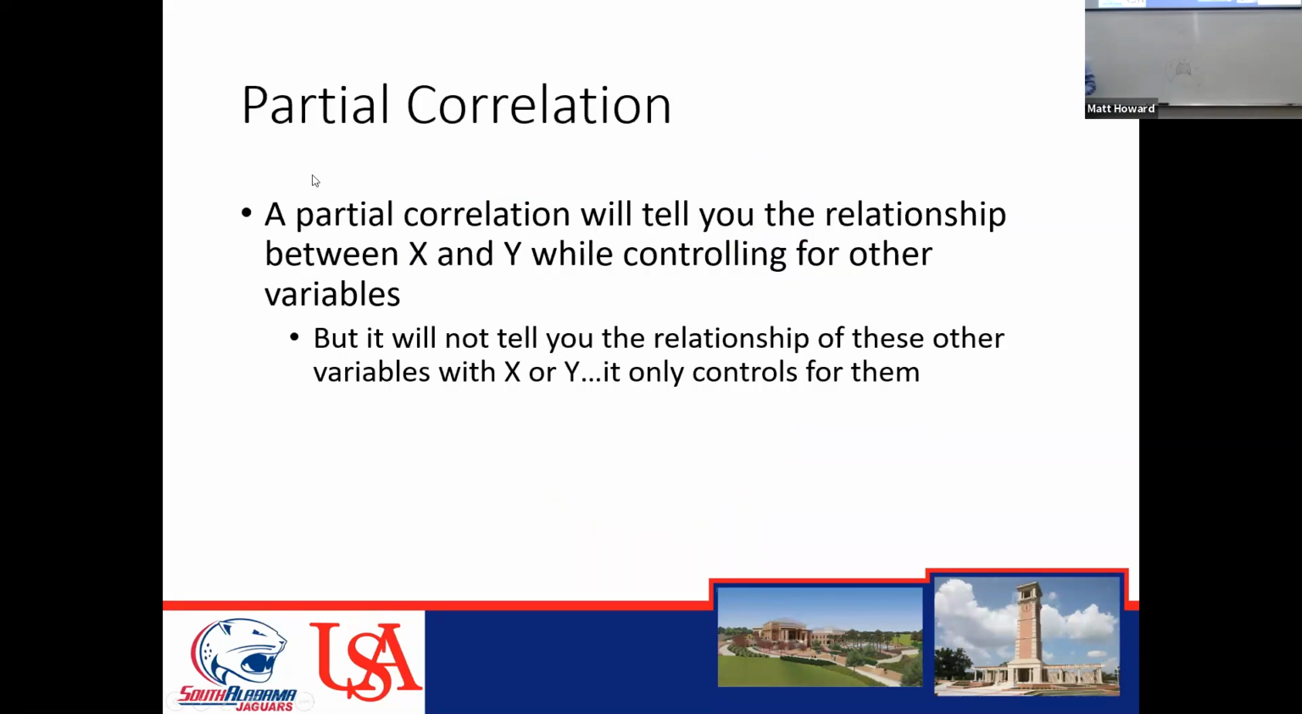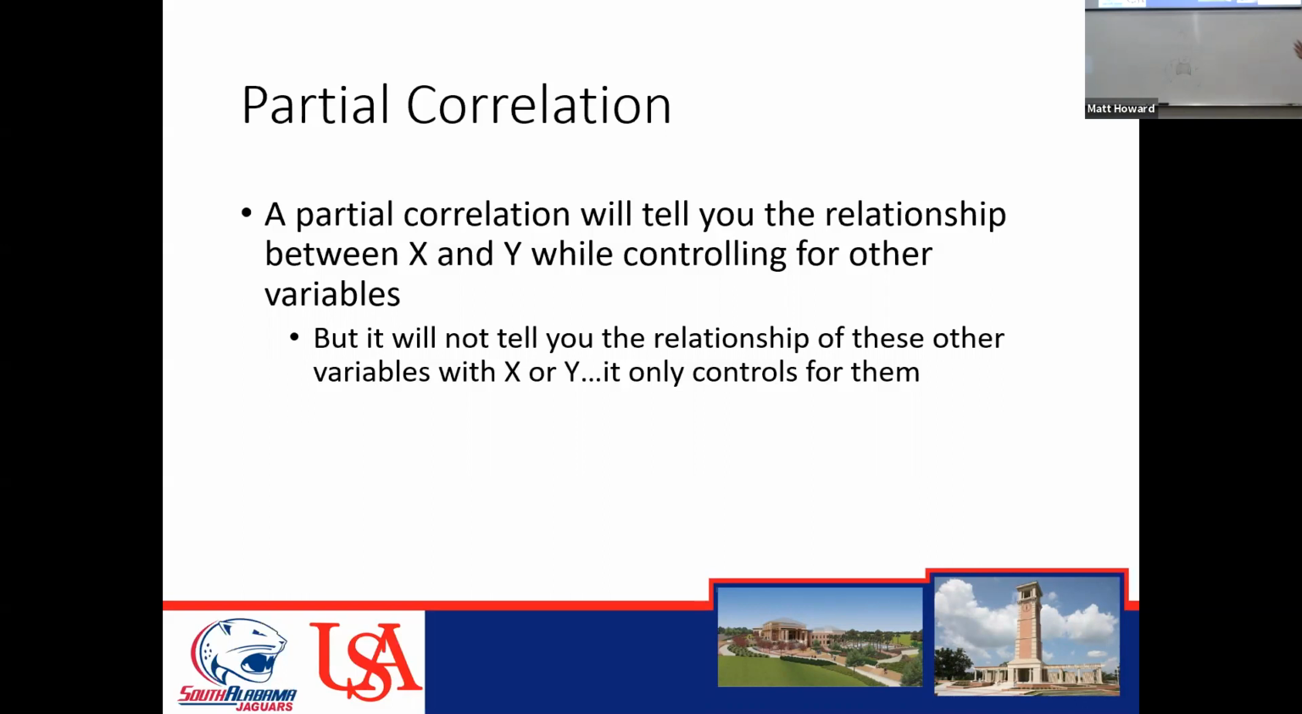Okay. Another thing to note is this still abides by the same rules as a correlation. So a partial correlation might tell you the relationship between X and Y. This isn't what I have written on the board, but it still abides by the rules of a correlation. A correlation will tell you the relationship between an X and Y, but it won't exactly tell you if it's causal.